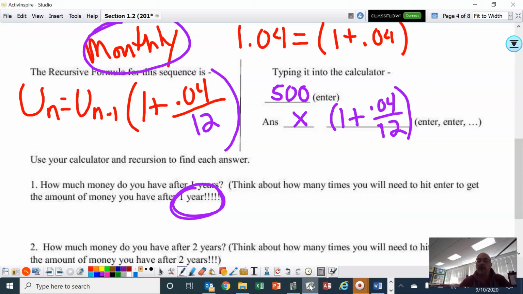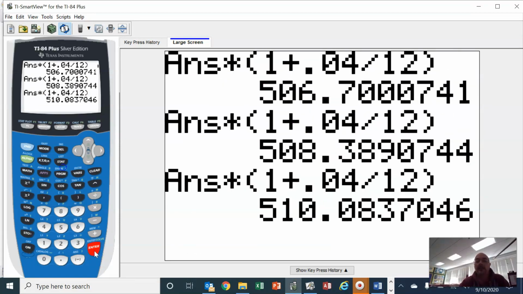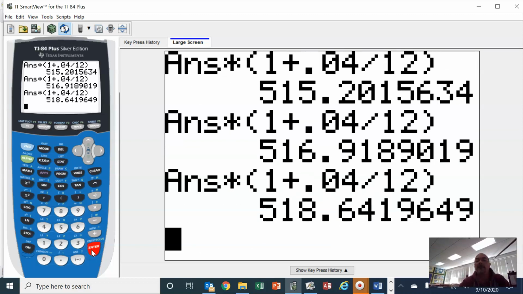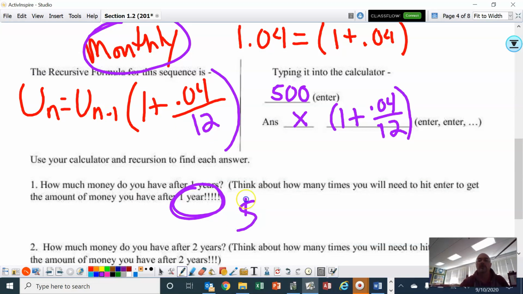1 year. All right, 1 year. That means I have to go to 12. So that was 5 months. 5, 6, 7, 8, 9, 10, 11, 12. So that's 1 year, right? So in 1 year, you made $520.37. Okay, now I want you to notice, ladies and gentlemen, you made a little bit more money than you did when it was only compounding it once a year. You actually made 37 more cents than you did only doing it once a year.